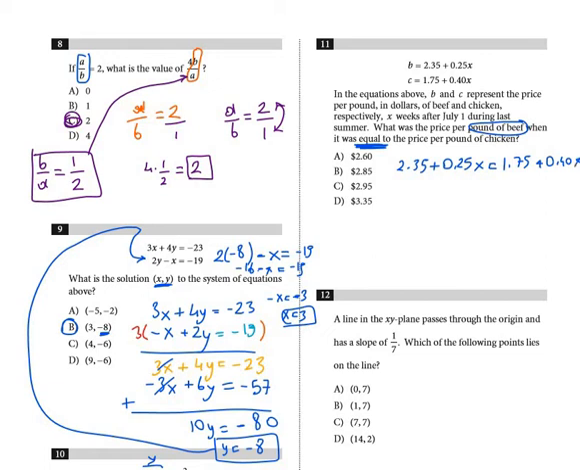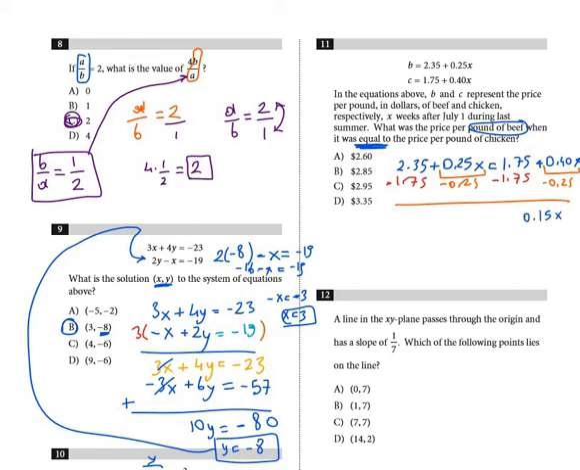Now I'm going to merge the x terms and the numbers. So I have 0.25x here and 0.40x here. Let me collect x's on the right hand side, so subtract this from both sides. And let me collect the numbers on the left hand side then, so I have to subtract 1.75 on both sides.